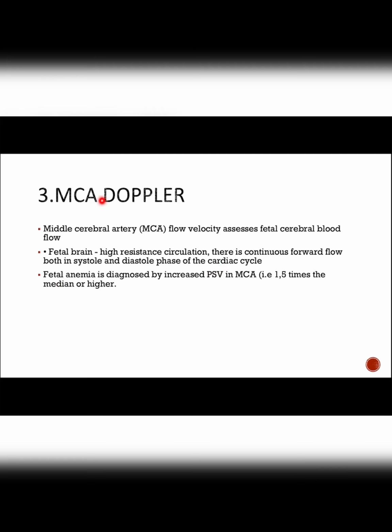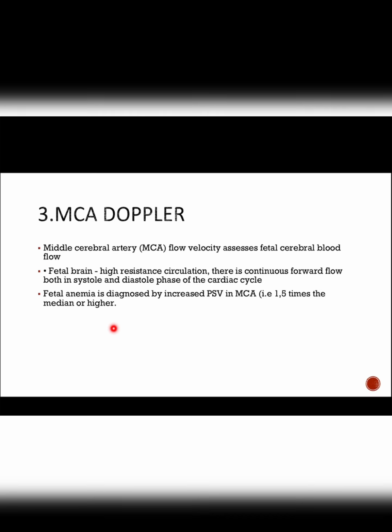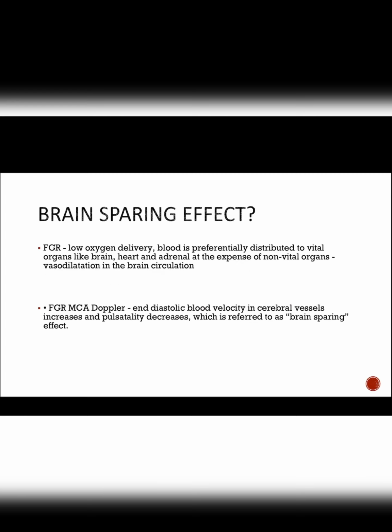Fetal anemia: the MCA Doppler is used to diagnose fetal anemia. How is it diagnosed? We measure the peak systolic velocity in the middle cerebral artery. If it is more than 1.5 times the median or higher, we know that fetal anemia is there. When do we do it? When there is a suspicion of hydrops in a baby, and we want to know whether the baby has severe anemia, we assess the peak systolic velocity in the MCA.